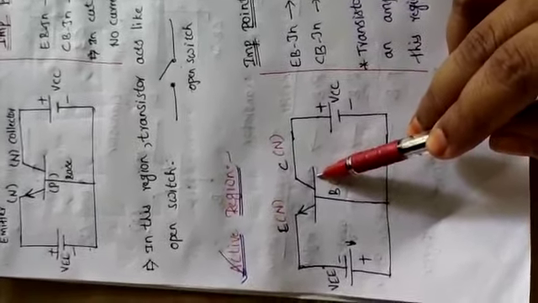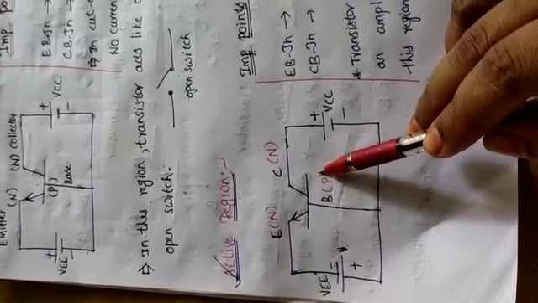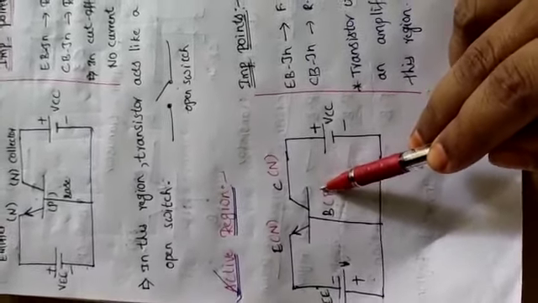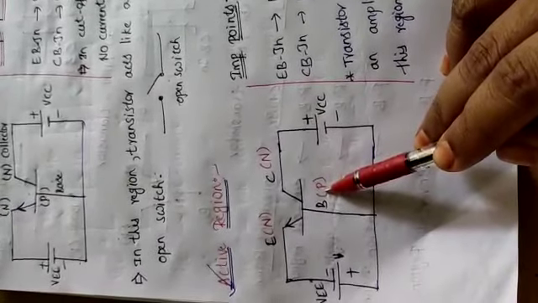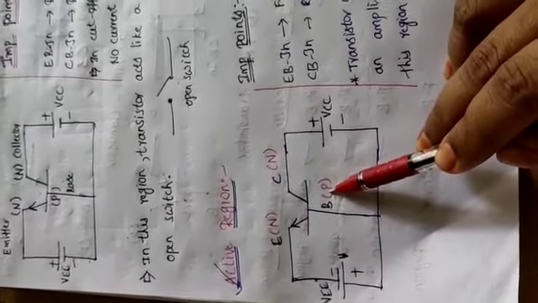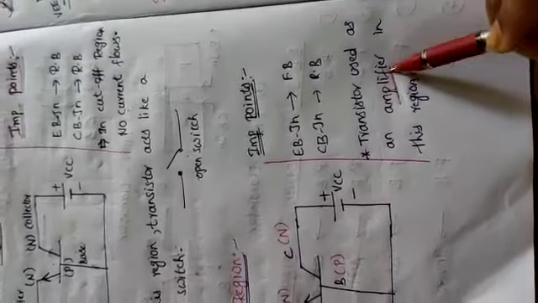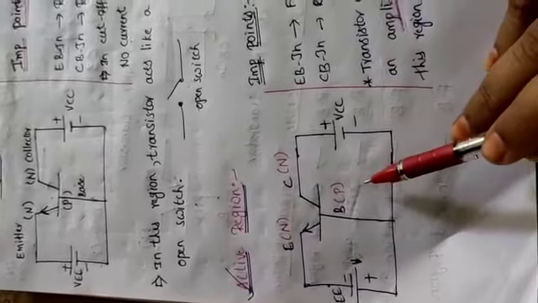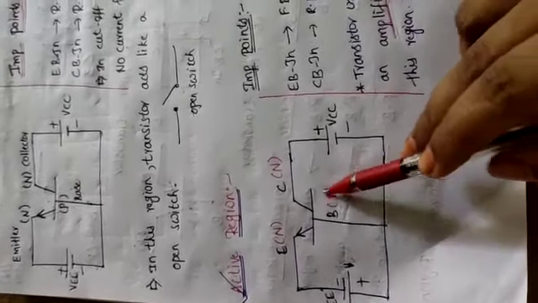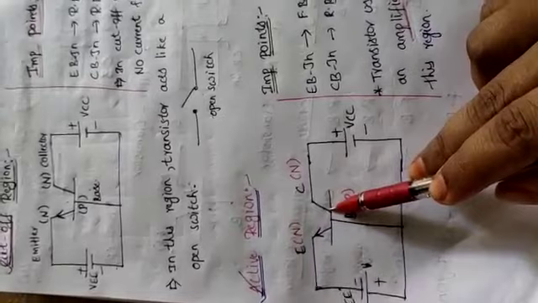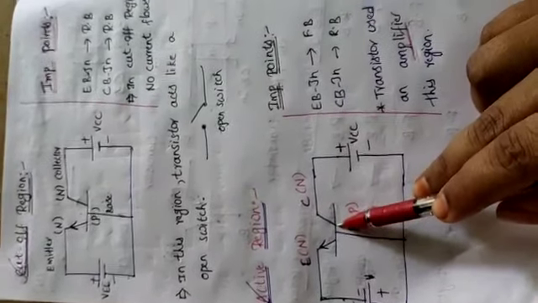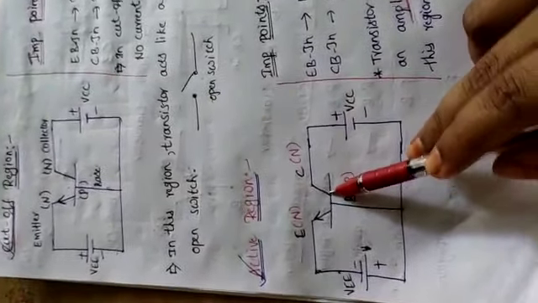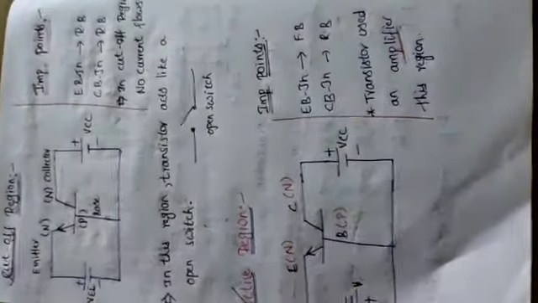Practically, the transistor is mostly operating in active region. I already told you that the main application of transistor is amplifier. So for amplification, the transistor should be operated in active region. This is a very important region, for amplifiers. So for amplification, the transistor should be operated in active region.